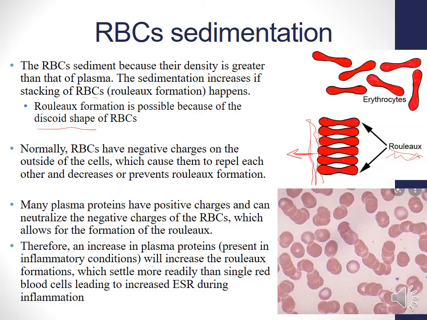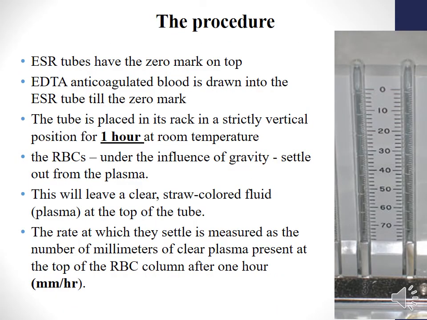Normally RBCs, they sediment and they will settle at the bottom of the tube when left for 1 hour. But in the presence of inflammation and because of the stacking of RBCs, the rate of sedimentation is going to increase. So the ESR will be higher with inflammatory conditions. Okay, so to do the test, you only need a blood sample and an ESR tube. And it's important to notice that the ESR tubes are different than other tubes in that the 0 mark is at the top of the tube, not at the bottom.